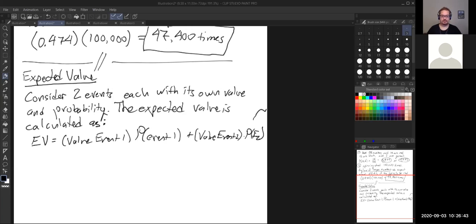So that's going to be our expected value. And if we have more events, then again, we just add those events on. So if we had three events, then it would be plus the value of event three times the probability of event three. So this generalizes to any number of events.